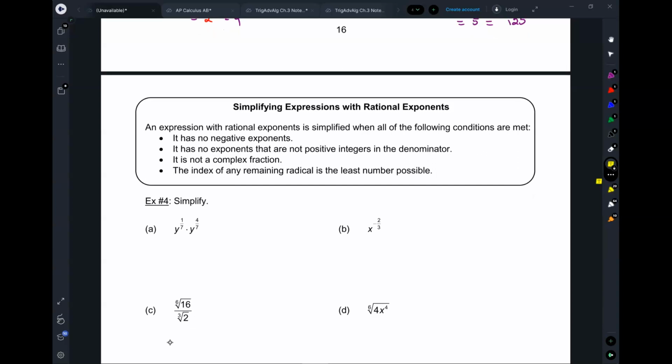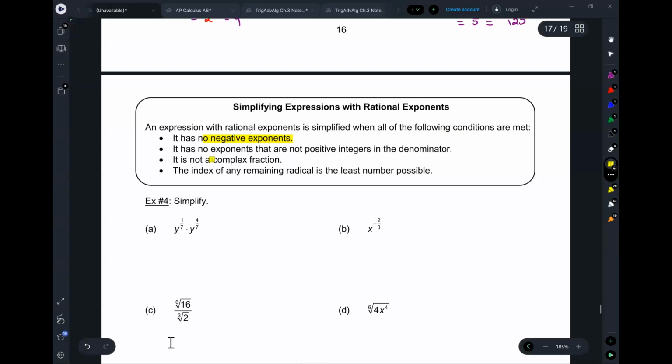Okay, so how do we simplify expressions then? How do you know you've simplified enough? Here we go. No negative exponents. This is never gonna change. Whether you're in algebra, calculus, or beyond, this is never gonna change. Never any negative exponents, okay?